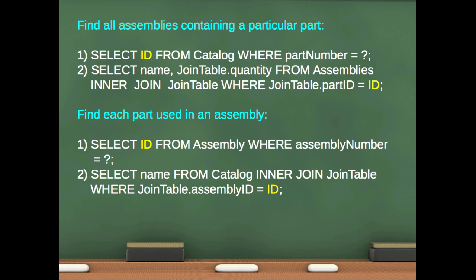The second query here is find each part used in an assembly. We select ID from assembly, where the assembly number is equal to something that we're looking for. And then we select the name. We're looking for the part's name from the catalog, interjoined on the join table, where the assembly ID is equal to the ID that we got back from the first query. What this will do is it will give us each part's name in a particular assembly.